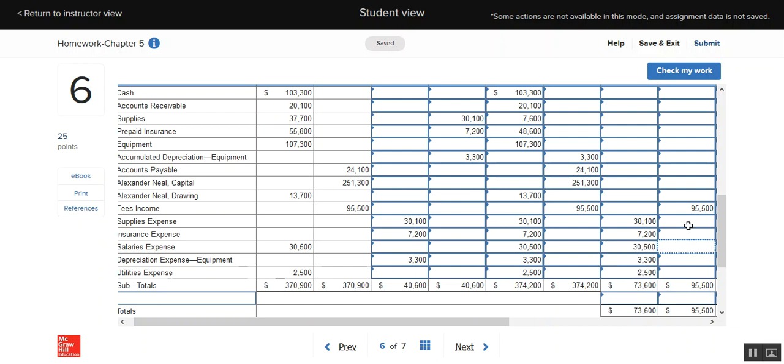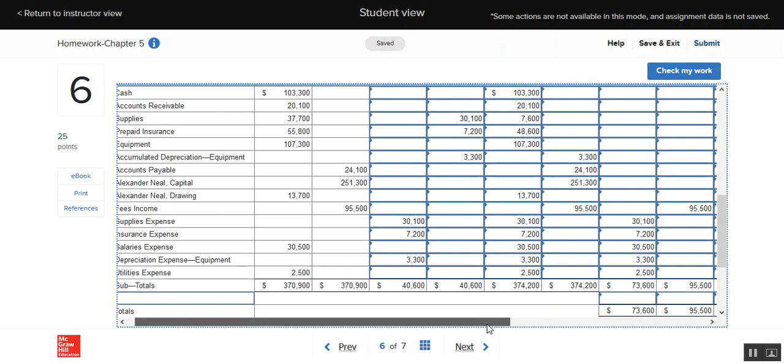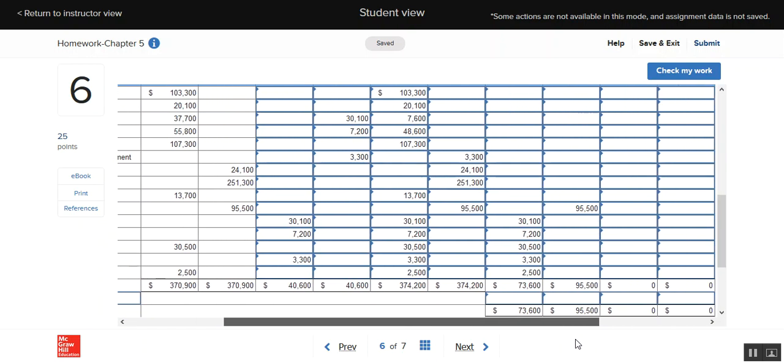And now I'm at the bottom. So there's our revenue and our expenses in the income statement. That's all of the income statement accounts. So once I get those filled in, I'm going to do the balance sheet.